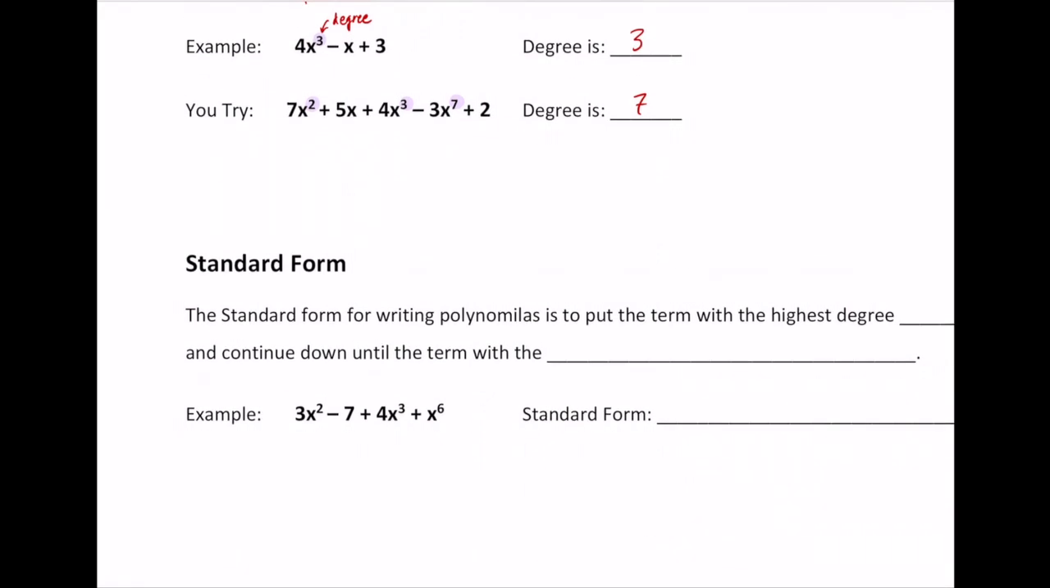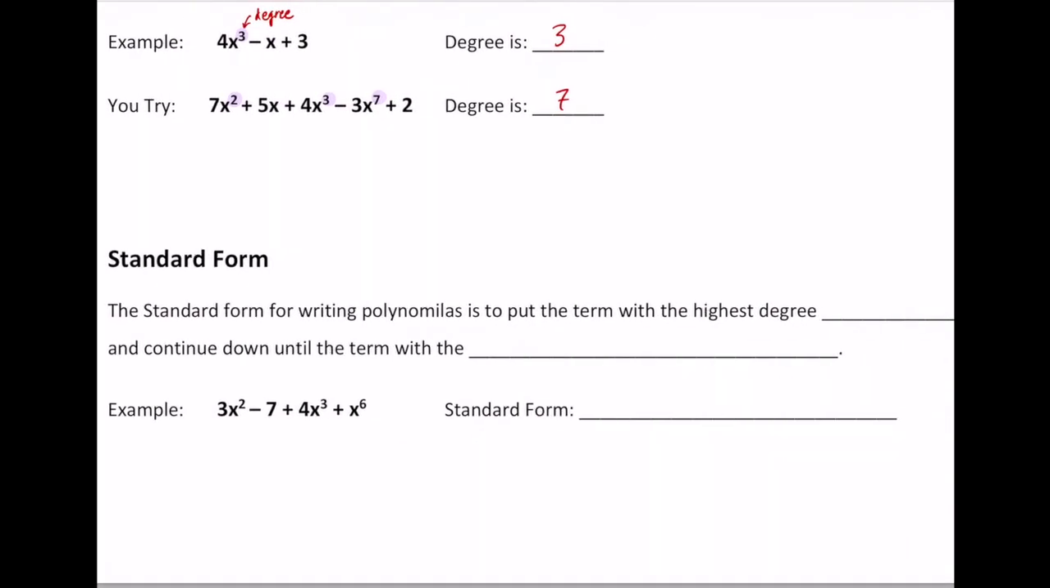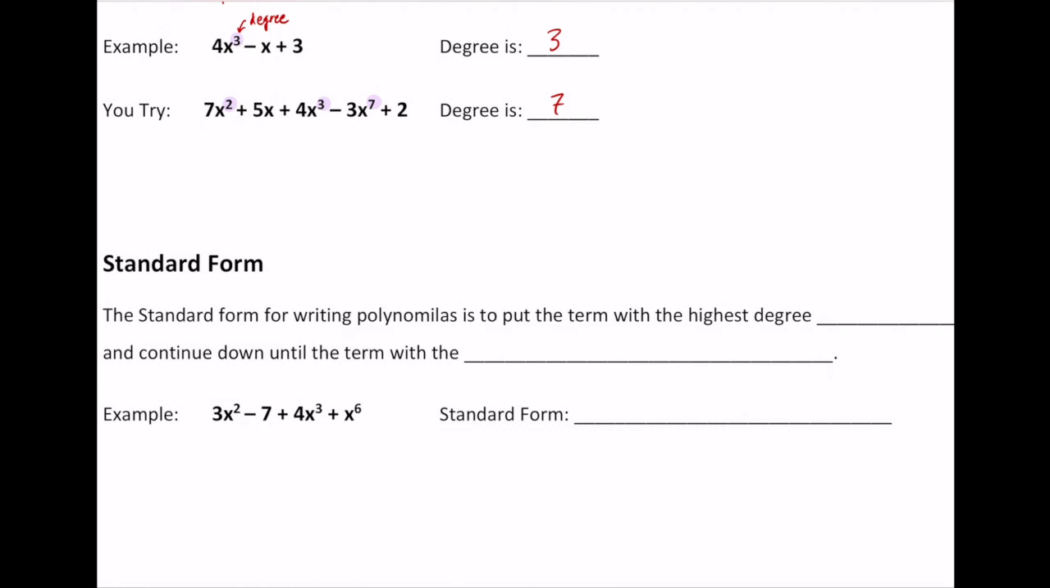Alright, let's take a look at writing these in standard form. So the standard form for writing polynomials is to put them with the term with the highest degree first, and continue down until the term with the lowest degree is last.